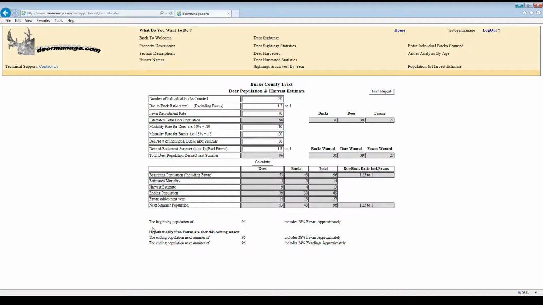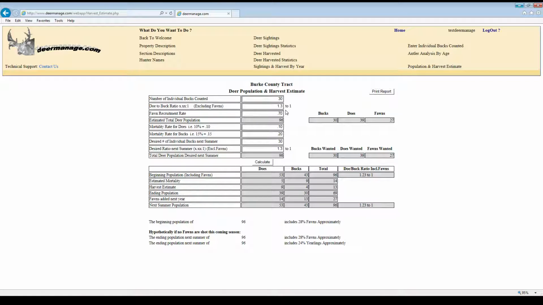And then looking ahead to the next year, if we don't shoot fawns, and most people try to avoid shooting fawns, next summer we're looking at 28% of the 96 deer will be fawns, and 24% of the deer will be yearlings. That's 52% of the entire deer population are either fawns or 1.5. It's just a normal thing, but I never realized that the percentages were so high.